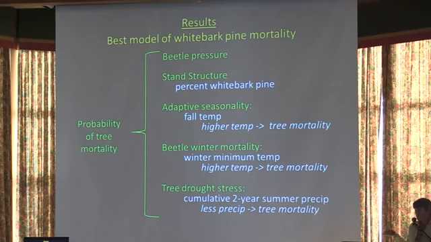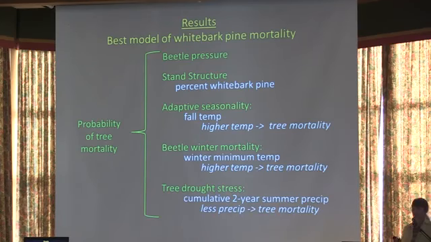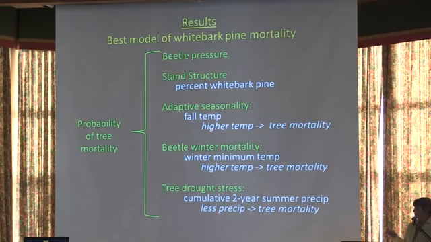And tree drought stress was best represented by the cumulative 2-year summer precipitation. We looked at a lot of different variables here. Is it water year? Is it summer? Is it winter? Is it water deficit? And this really simple summer precipitation was the best. Less precipitation, more drought stress, led to more tree mortality. But there's a little catch to this one that I'll show you.